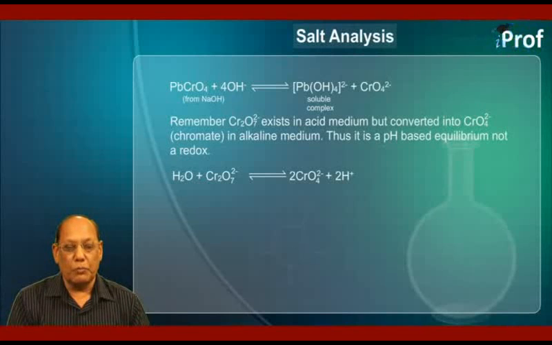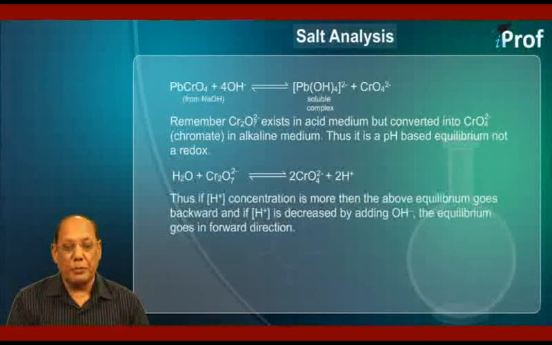That is H2O plus Cr2O7 2- changing into 2 CrO4 2- plus 2H+ ions. Thus, if H+ ion concentration is more, then the above equilibrium goes backward, and if H+ ion concentration is decreased by adding OH- ions, the equilibrium goes in the forward direction.